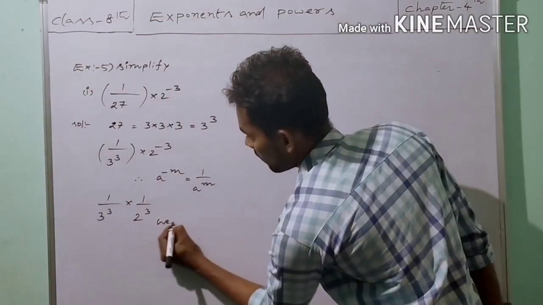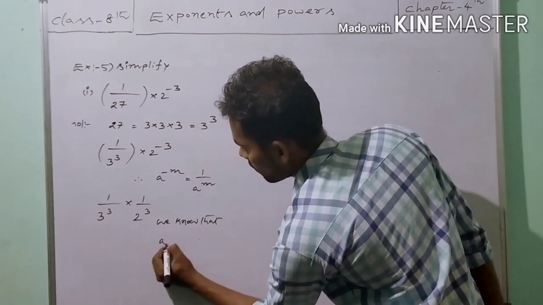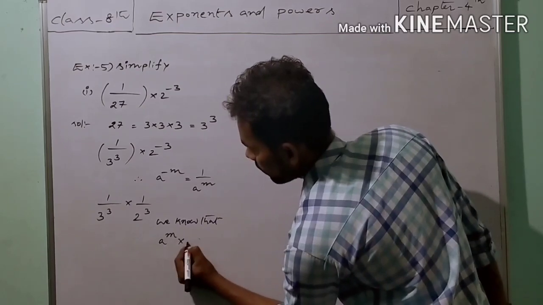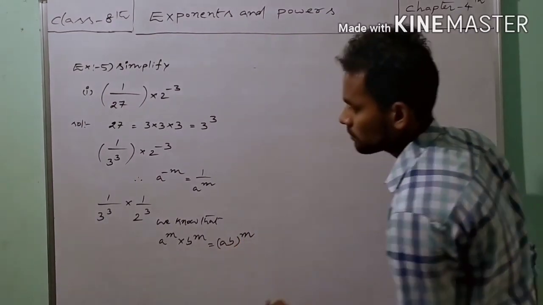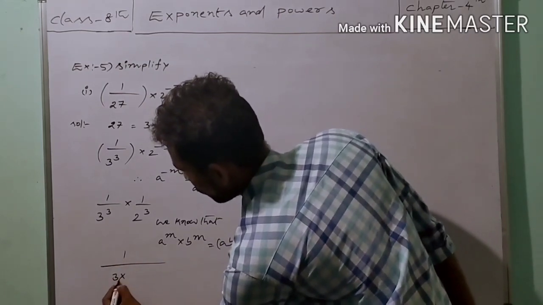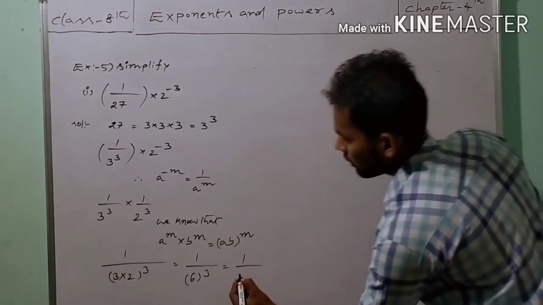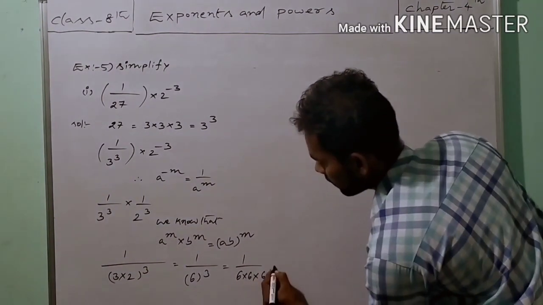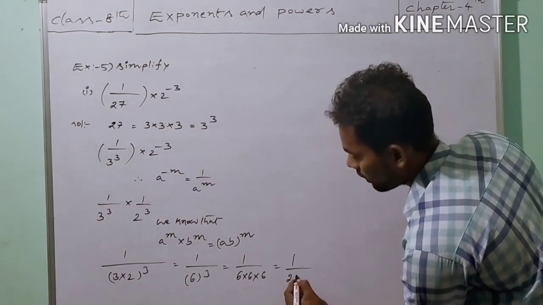We know that a power of m into b power of m equals ab whole power of m. 1 by 3 into 2 whole cube equals 1 by 6 whole cube, equals 1 by 6 into 6 into 6, equals 1 by 6 6s are 36, 36 6s are 216.